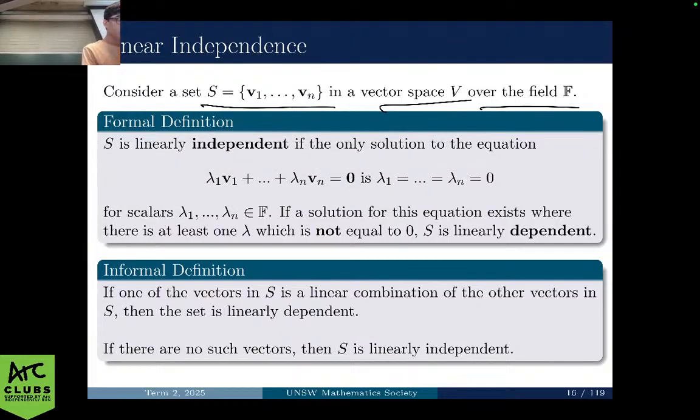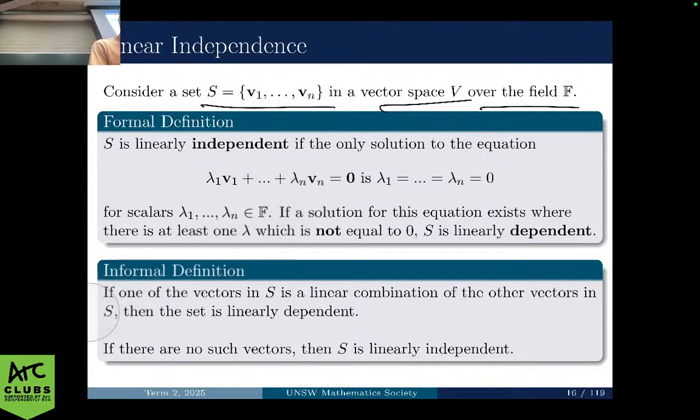And so they're saying here, if a solution exists where there is at least one lambda which is not equal to 0, then S is linearly dependent. And that's just the opposite. And they say something here, if one of the vectors in S is a linear combination of the other vectors, which is what I was saying in my rearranging. And some other interesting properties.